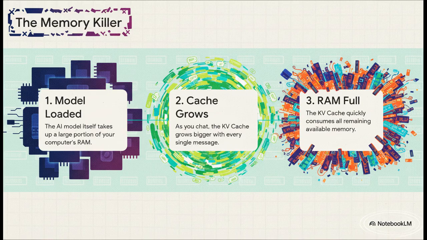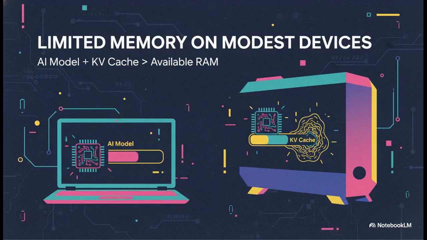This whole process is a memory killer. Look, here's how it goes down. First, the AI model itself loads into your computer's RAM. Then, as you start chatting, that KV cache just grows and grows with every single message. And before you know it, bam, the cache has eaten up every last bit of available memory. And you can see why this is a massive issue on the computers most of us actually own, right? Whether it's a gaming PC with an 8GB graphics card or a laptop with 16 gigs of memory, once you load the AI model itself, there's just very little room left for that KV cache to grow. And that is what's been severely limiting what you can do.